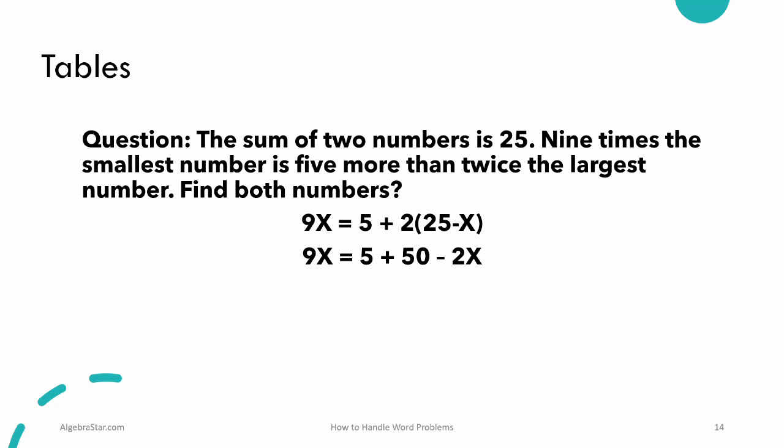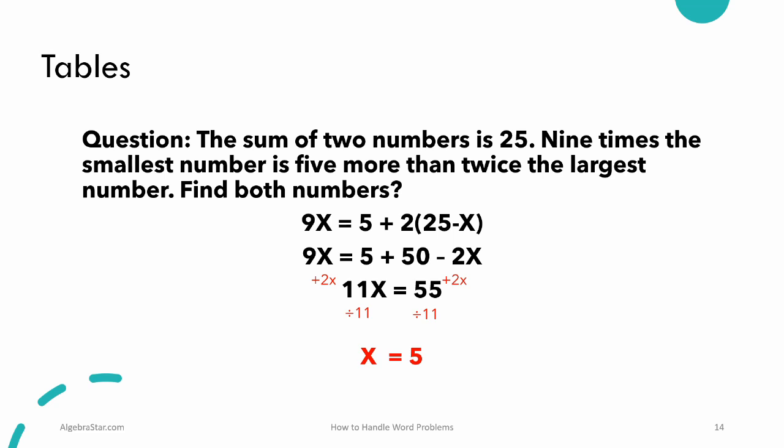Now, once again, I want to isolate the x, so we're going to add 2x on both sides. We add it here and here, and that gets us 11x is equal to 55. How do we get the 55? That's simply 5 plus 50. And now, to solve for x, we're just going to divide both sides by 11. And you get x is equal to 5.